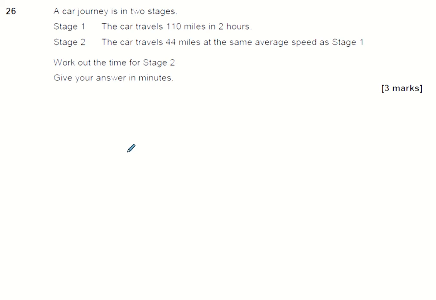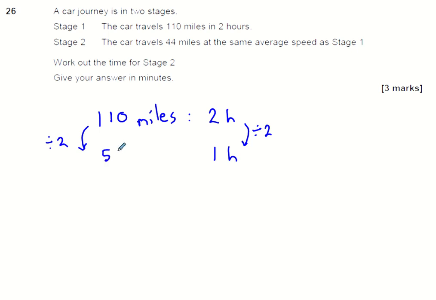So the first thing we're going to do is work out what the average speed is in stage 1. For me, I'm going to be writing this down that I do 110 miles, and I do that in 2 hours. Speed we often measure using miles per hour, so per hour means we want to get this to be 1 hour. To get from 2 hours to 1 hour, we are halving the amount, dividing by 2, which means on the other side we can also divide by 2 to give us 55 miles per hour.